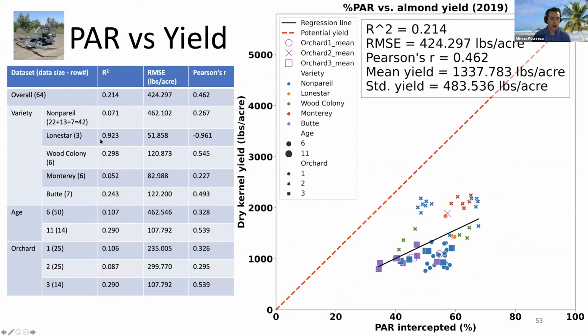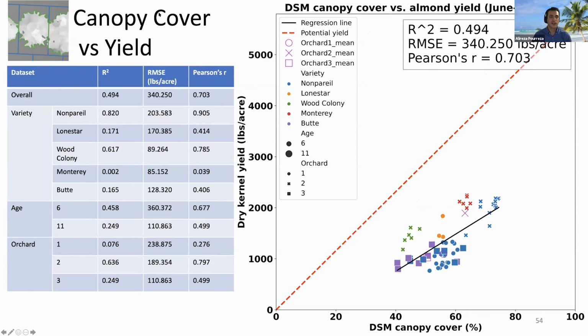The most common almond variety in California is nonpareil, so we had a lot of nonpareil, and here we can see that using the PAR interception, the tools on the top left of this screen, we couldn't get a good R-square for nonpareil and also for others, and overall like this. But if we compare that with canopy cover, we can see that for nonpareil we can get 0.82 R-square and only 200 pounds per acre error. So that's actually around 10 to 15% error.